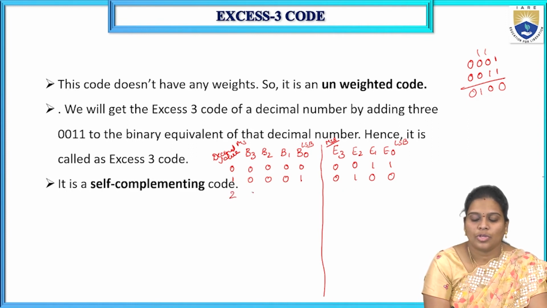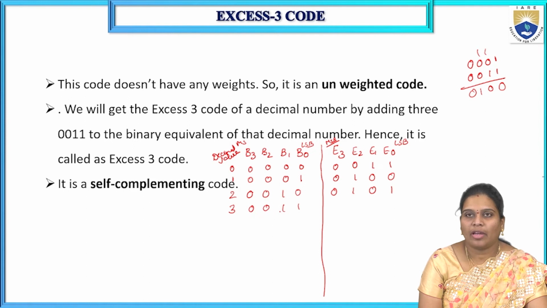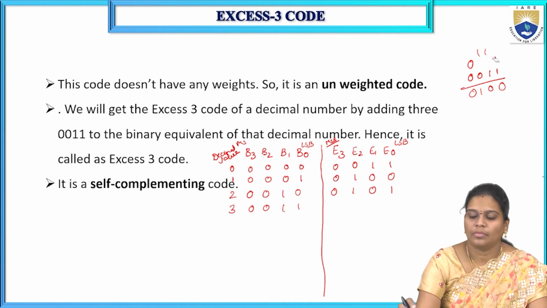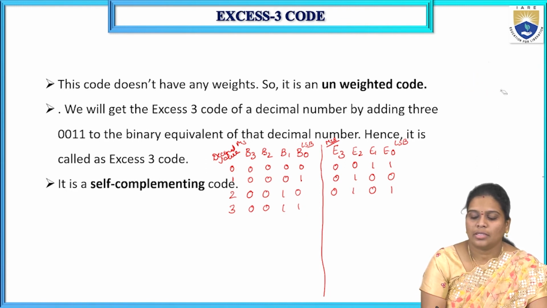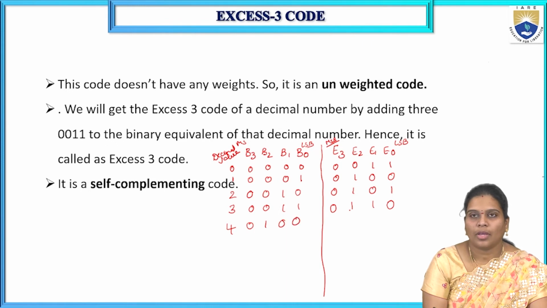Next one, 2: 0, 0, 1, 0. Adding 3, 2 plus 3 is 5, 0, 1, 0, 1. Next one is 3: 0, 0, 1, 1. For the decimal value 3, the equivalent binary value is 0, 0, 1, 1. Now for the XS3 code, add 3: 3 plus 3 is 6, and the equivalent binary value of 6 is 0, 1, 1, 0. Next, 4: 0, 1, 0, 0. 4 plus 3 is 7, 0, 1, 1, 1.